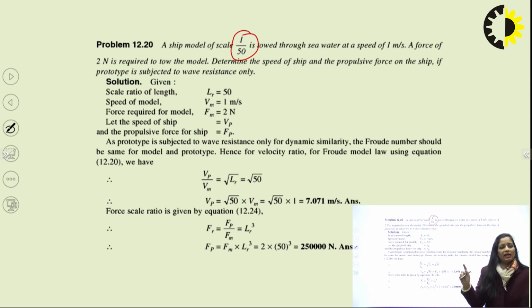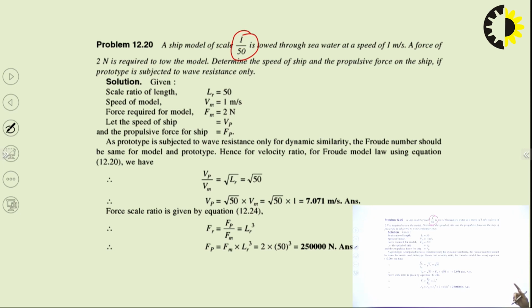Okay, again LR is given as 50. The ship is towed through sea water at a speed of 1 meter per second. Now, a force of 2 Newton is required for the model. Determine the speed of the ship and the prototype force on the ship if the prototype is subjected to wave resistance only.